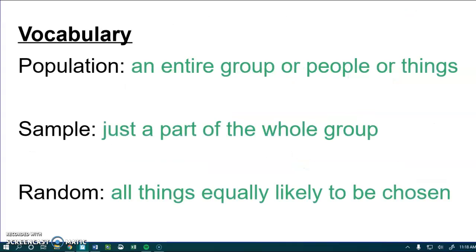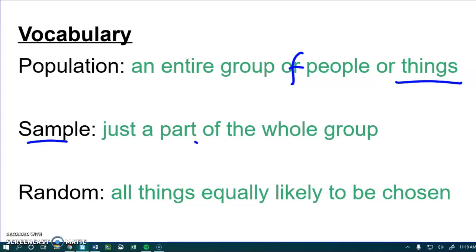All right, our vocab. So population is an entire group of people or things, right? So all of the residents of Heartland, all of the students of Orr Creek, all of the fish in the pond. All right, a sample would be just a small group or just a part of that population. So maybe you talk to just 7th graders. That would be a sample of the students here at Orr Creek. Or you pick just 25 fish out of the pond to look at. That would be an example of a sample, just part of that whole group.